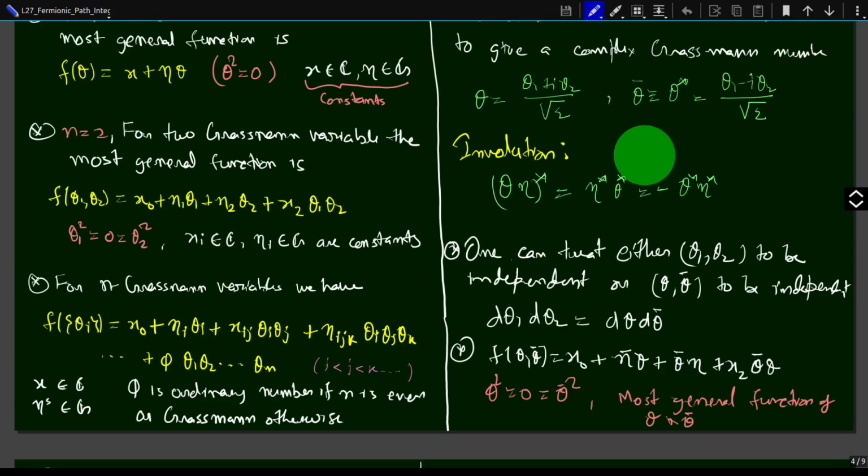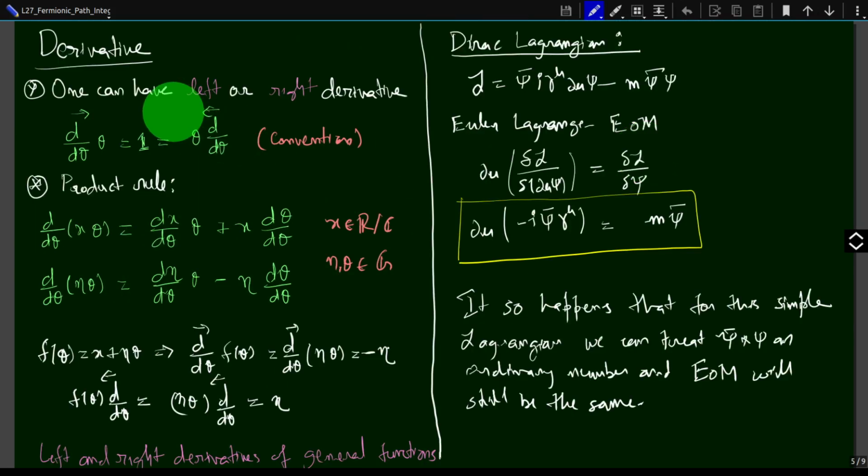Now, having defined all these things, we can move on to define the derivative of this function. One can have either the left derivative or the right derivative. By convention I choose them to be 1 in this particular case. So d theta by d theta is 1 when it's acted from the left. Remember, theta is a Grassmann variable and d by d theta is another Grassmann variable. So it's important which way they are organized, and the derivative is defined with this convention that d by d theta acting on theta from the left is 1, and d by d theta acting on theta from the right is also 1. This is my convention.